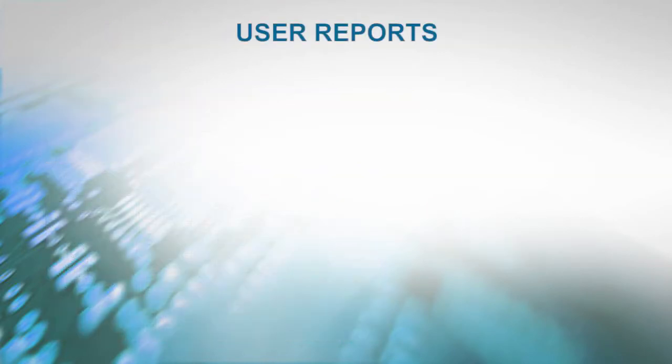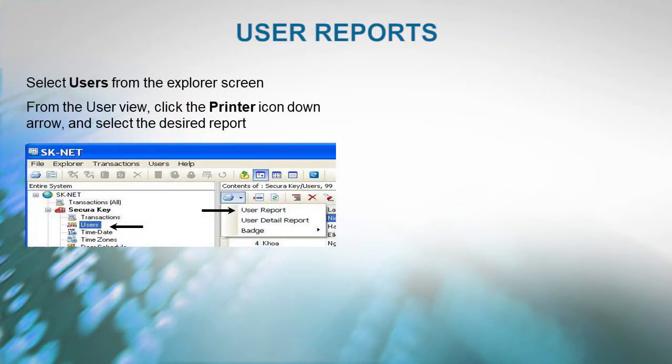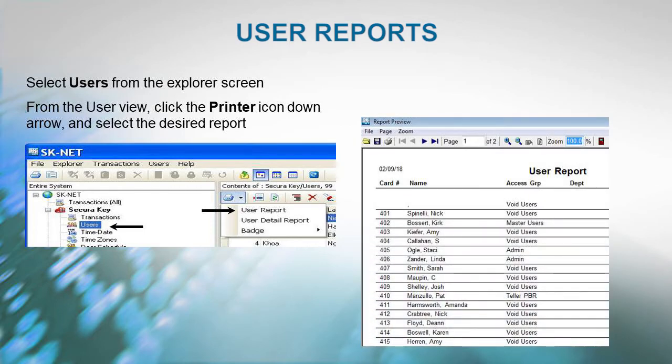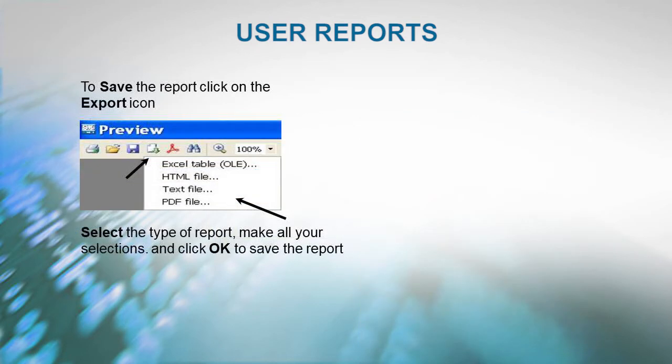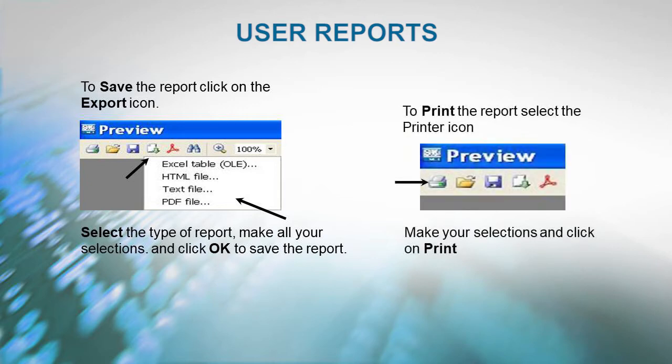User reports. First, select users from the Explorer screen. From the user view, click on the printer icon down arrow and select the report you wish to create. To save the report, click on the export icon. Then select the type of report you wish to save, make all your selections, and click OK to save the report. To print the report, select the printer icon. Make your selections and click on Print.